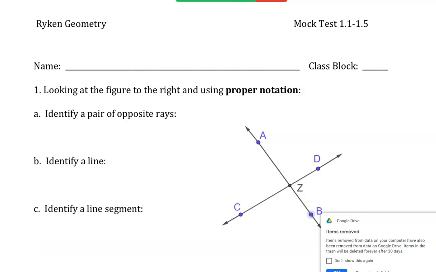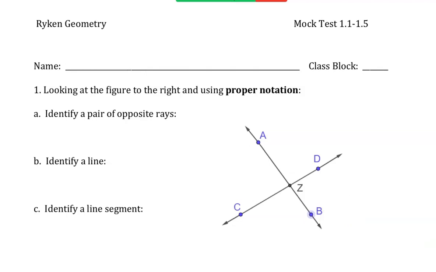Okay, in this video, we're going to go over the mock test for 1-1 to 1-5. So let's look and see what we have. Okay, so notice that I'm telling you that you have to use proper notation. So that means the following.